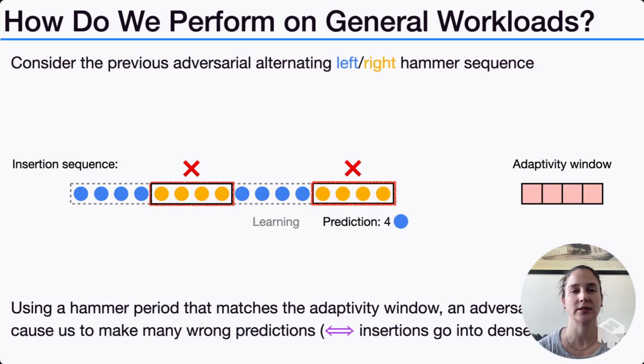So what's happening here is that this adversary is doing a kind of oscillating hammer where the period of the hammer exactly lines up with my adaptivity window, and that's very bad for us. An adversary could use this to make all of our predictions exactly wrong, and then insertions are going into very dense areas.